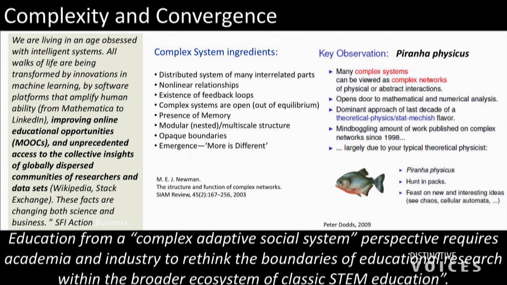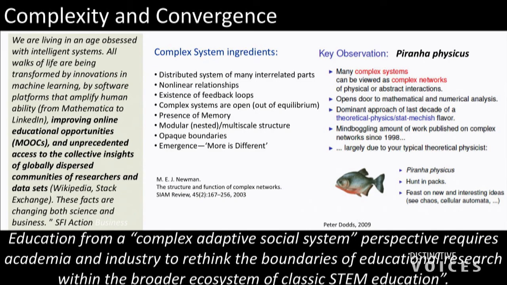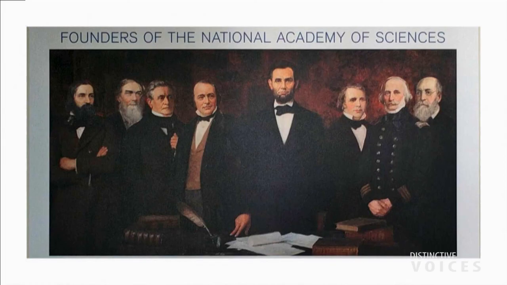We have to ask ourselves, is this complex system going to stay as a hybrid model, or are there more complex approaches and will it remain disruptive? We don't know, but I want to tell you this right now. We're in an age of intelligent systems, large data, with high complexity. Education is really a complex adaptive social system, and this is going to require academia and industry to rethink the boundaries of educational research within the broader ecosystem of STEM education. That's critical to Boeing, that's critical to Microsoft, that's critical to society.